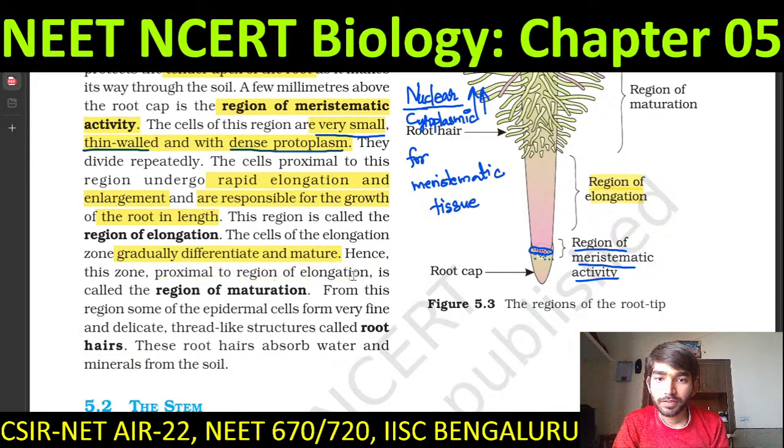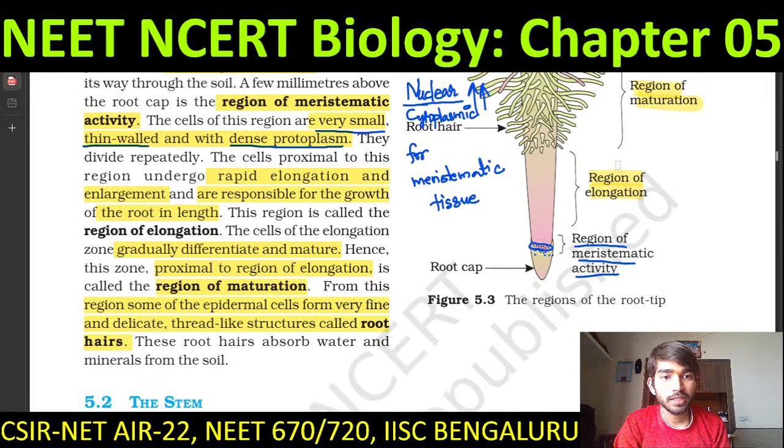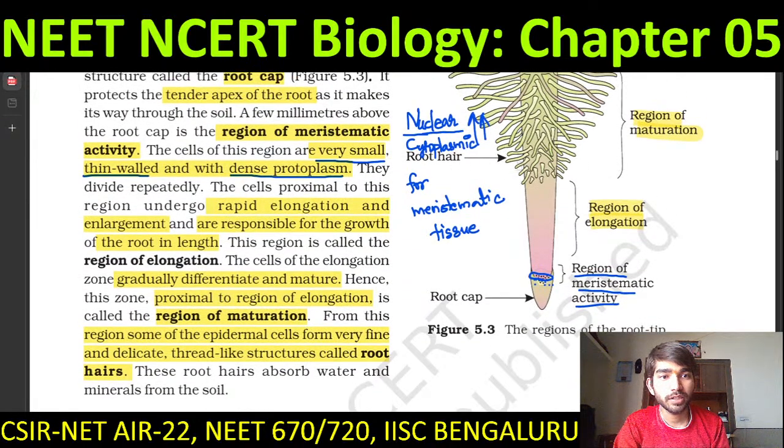Proximal to the region of elongation is called the region of maturation. So, next to this is the region of maturation because the cells are becoming mature here. From this region, some of the epidermal cells form very fine and delicate thread-like structures called root hairs. So remember this. Where do we get the root hairs from? We get the root hairs not from the meristematic region or elongation. We get the root hairs from the region of maturation. So this is the region which will give rise to root hairs.